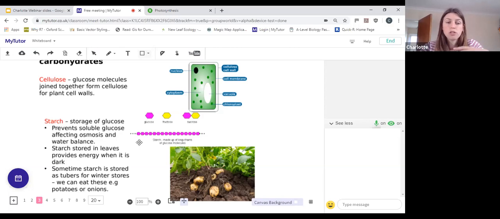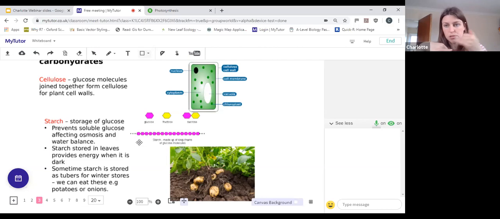Glucose by itself is soluble. It's small enough that it can dissolve in water, and so it can pass in and out of cells. We talked about osmosis. Glucose can be dissolved in water, and so can pass between cells by diffusion. So storing glucose as starch prevents that soluble glucose affecting osmosis and the water balance in the cell.